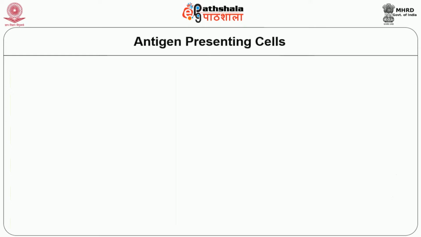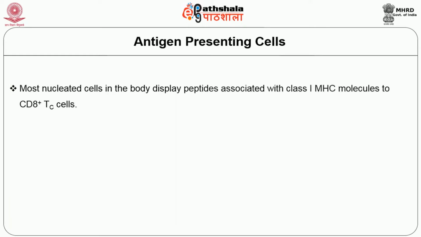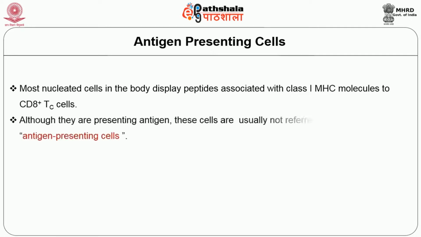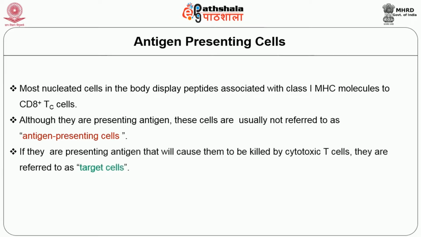Let us see what antigen presenting cells are and the different types of antigen presenting cells. Most nucleated cells in the body display a peptide associated with class 1 MHC molecule to CD8, that is cytotoxic T cells. Although they are presenting antigen, these cells are not usually referred to as antigen presenting cells. If they are presenting antigen, that will cause them to be killed by cytotoxic T cells. Hence, they are referred to as target cells.